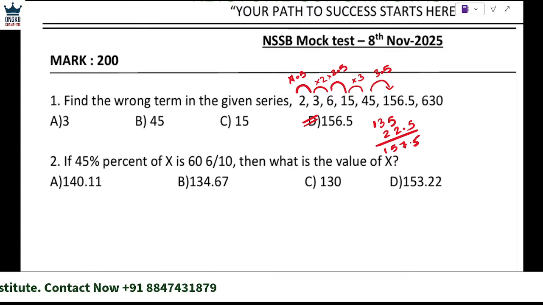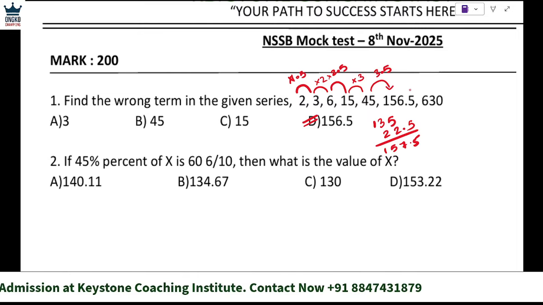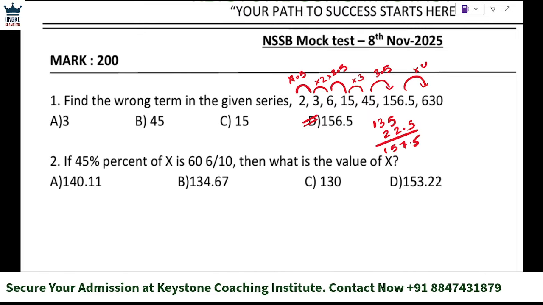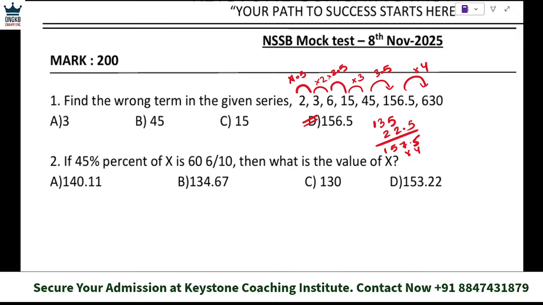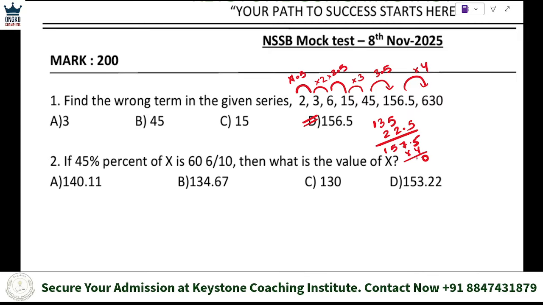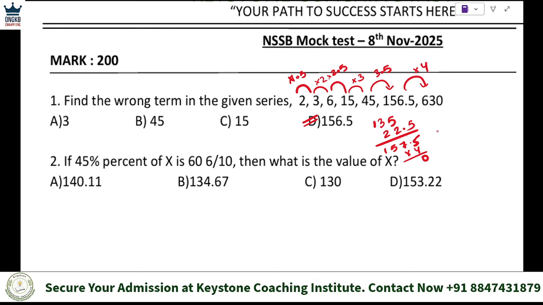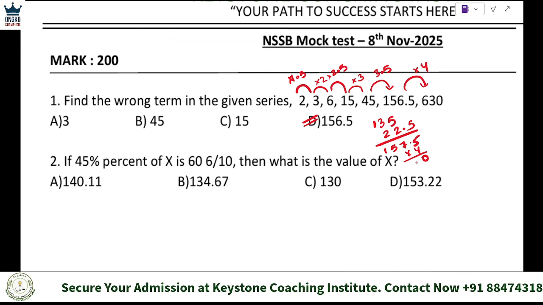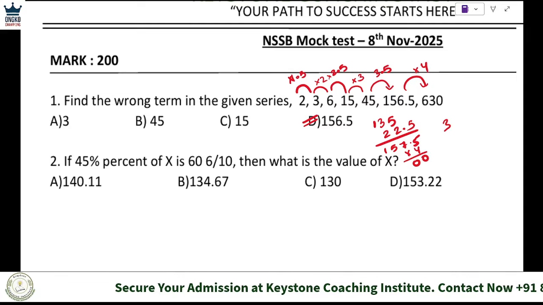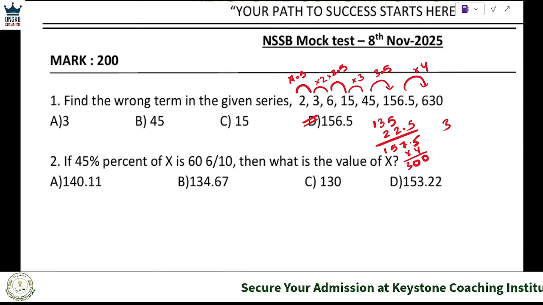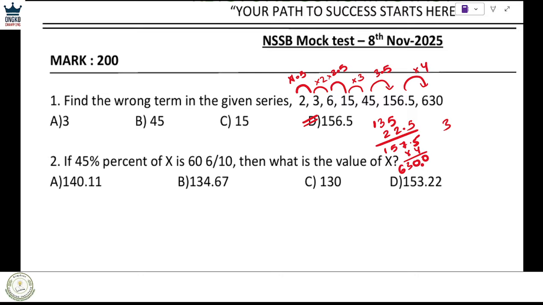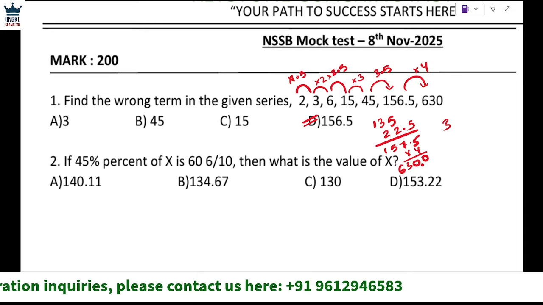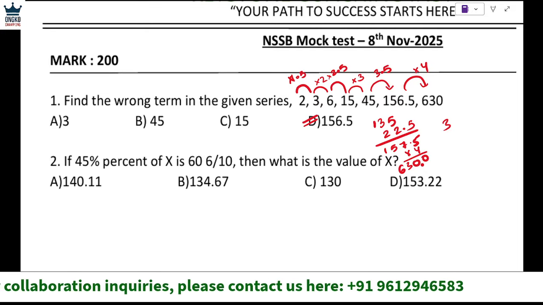But we need to cross check again. Here the 3.5, that means this should be 4 times. So 157.5 into 4 is 630. Yes, 630. That means 156.5 is the wrong number.